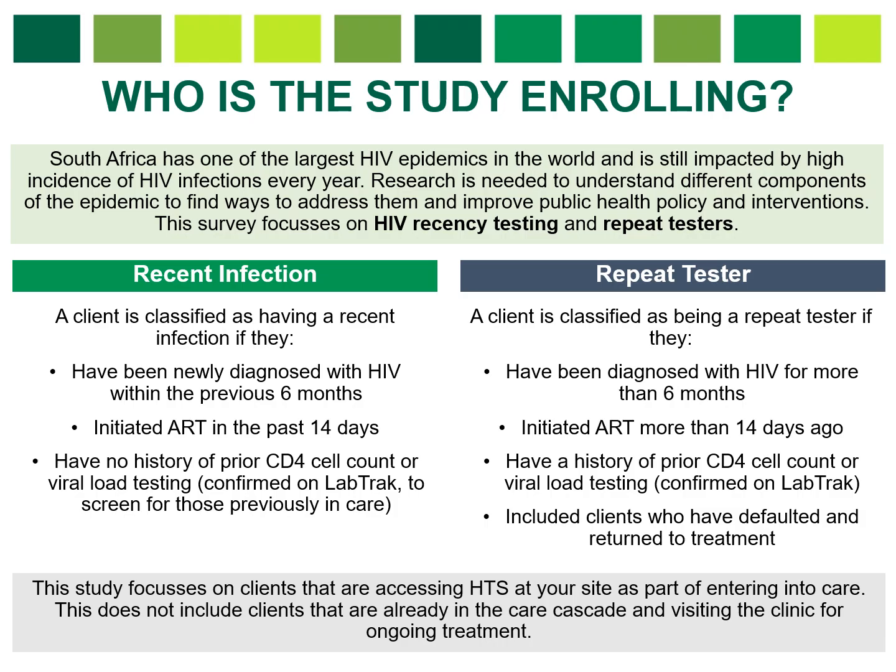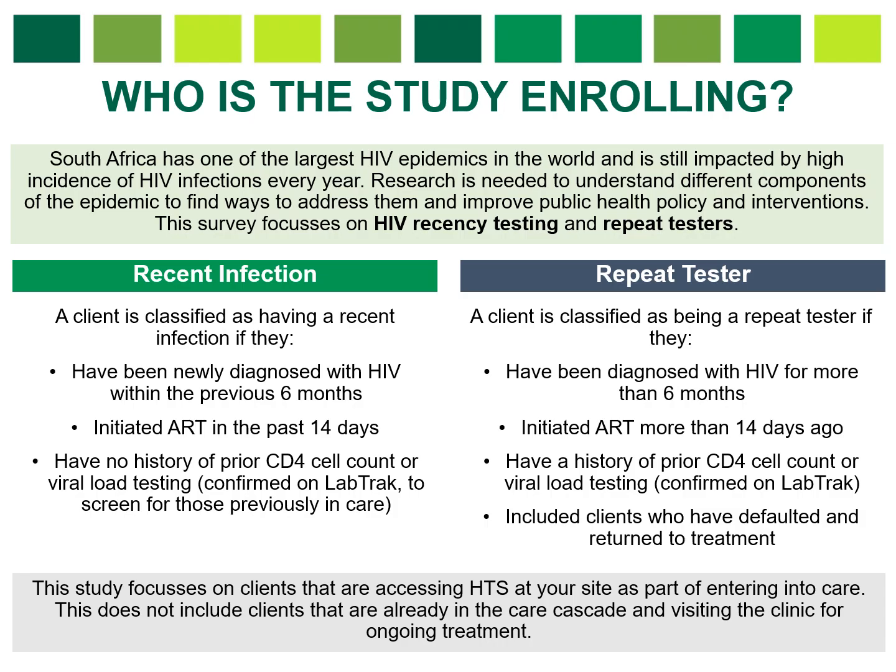Who are we enrolling in the study? Well, as we know, South Africa has one of the largest HIV epidemics in the world and is still impacted by high incidence of HIV infection every year. This is why research is needed to understand the different components of the epidemic, to find ways to address them and improve public health policy and interventions. This survey is specifically focusing on HIV recency testing, as well as looking at who are repeat testers visiting your clinics. So what is a recent infection?